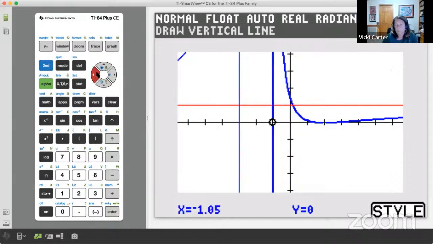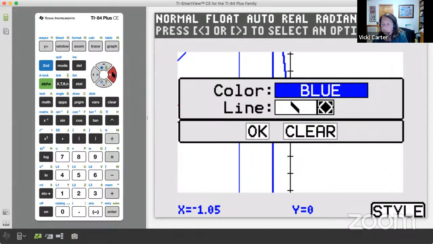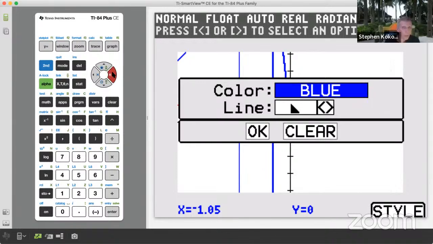So as a student, I probably wouldn't go to all this trouble to produce a graph, but this is very helpful for a teacher that might want to do a capture of this image to put on a worksheet or a quiz or a test or something like that. Absolutely.